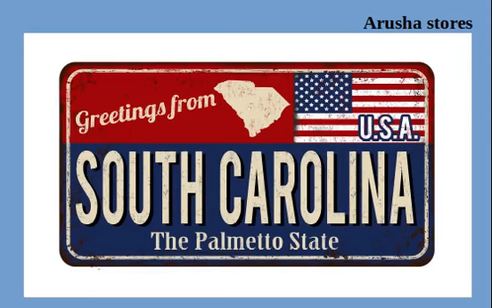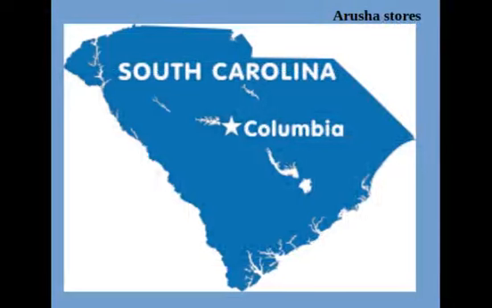Government and legislature. Statehood: May 23rd, 1788. Electoral votes: 9 votes. State symbols. State American folk dance: square dance. State animal: white-tailed deer. State beverage: milk. State bird: Carolina wren. State butterfly: Eastern tiger swallowtail. State color: indigo blue. State craft: sweetgrass basket weaving.